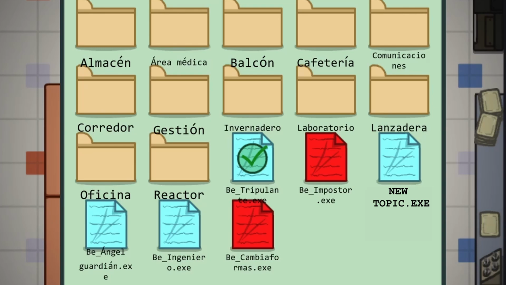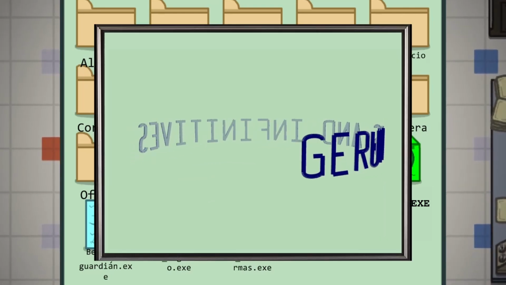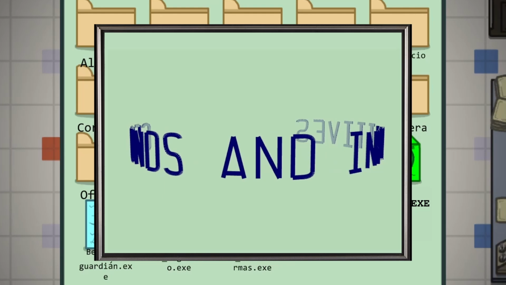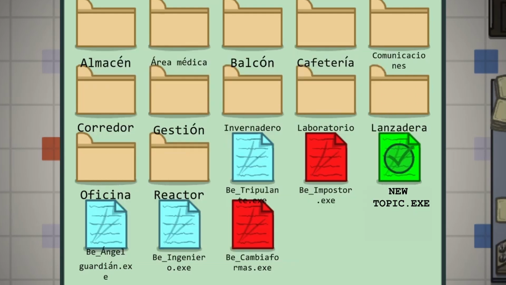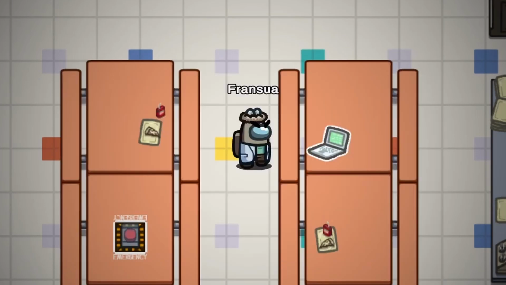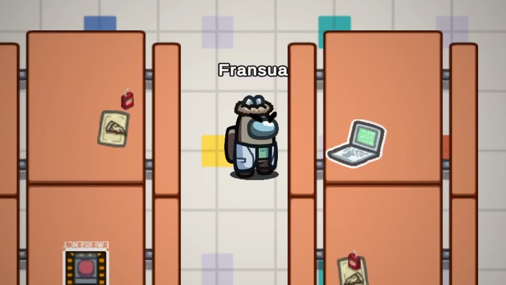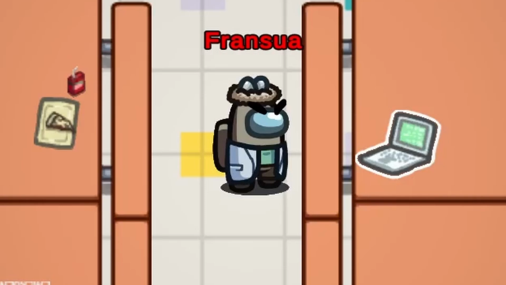New topic. What tense should I do now? Oh, gerunds and infinitives. This is not a tense. Well, I hope it isn't too hard. Right? Right? Oh, I see.